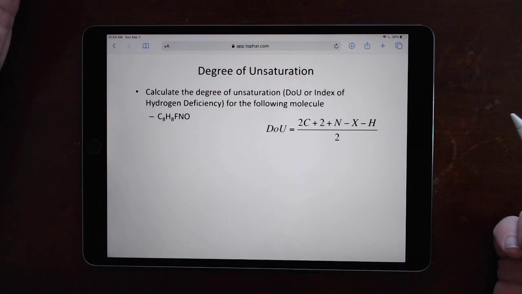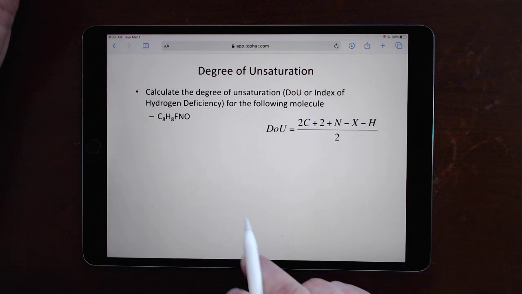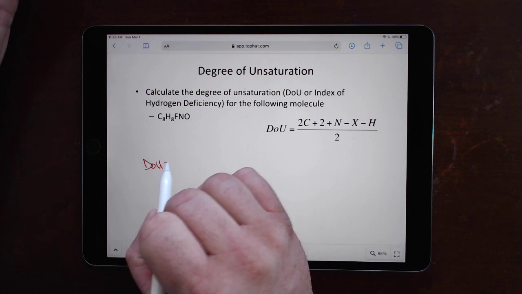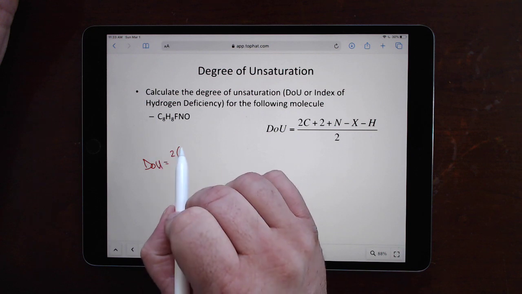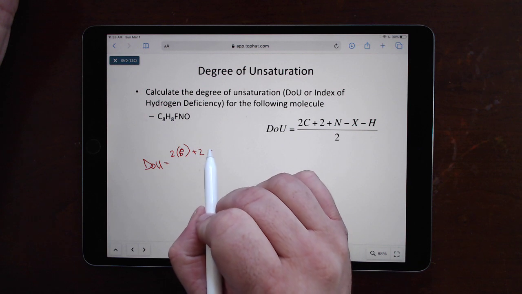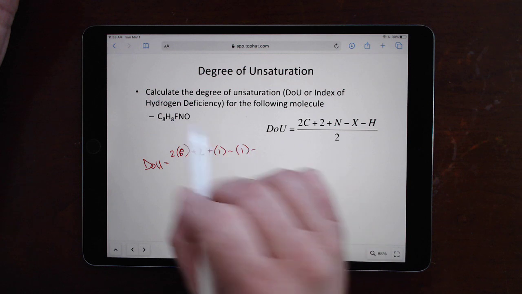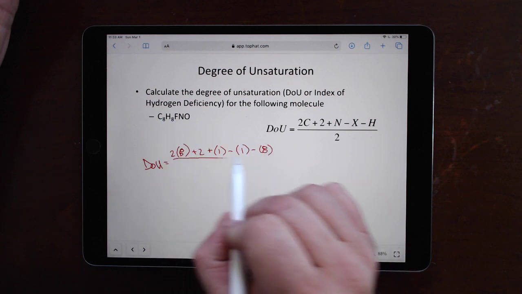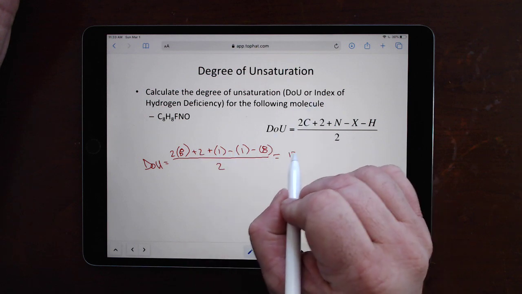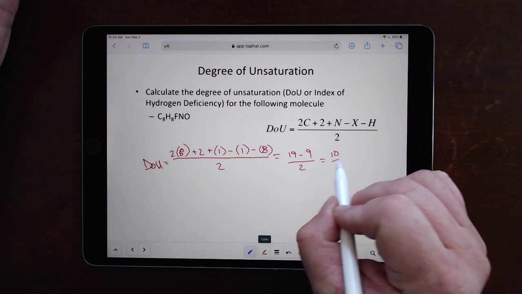I will give you the actual DOU formula, and this will be on your equation sheet. For this one, I'll show this in red so you can see it. The DOU is 2 times the number of carbons, so it's 8, plus 2, don't forget the plus 2, 1 nitrogen, 1 halide, and then 8 hydrogens. So 16, 17, 18, 19, so this is 19 minus 9, by 2, so it's 10 over 2, which is equal to 5.